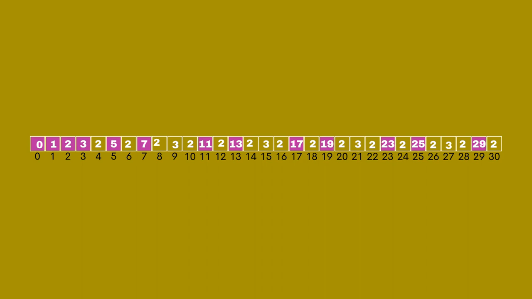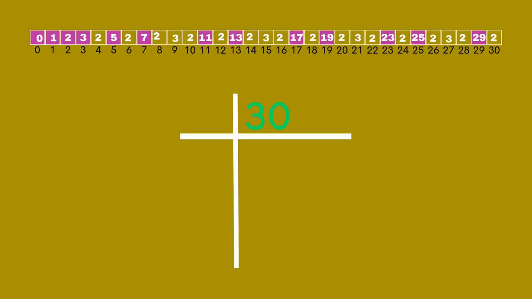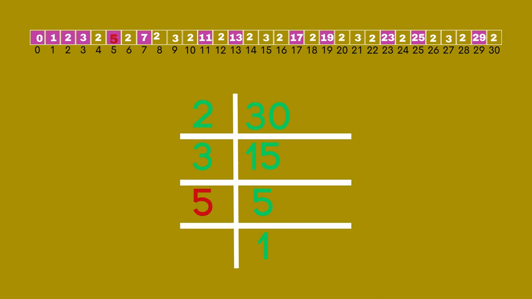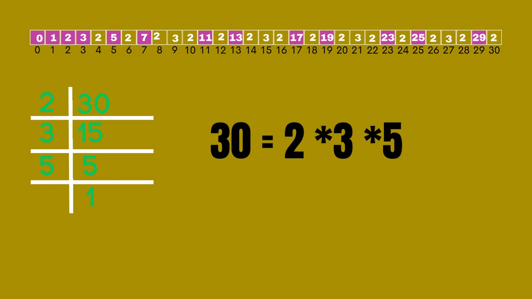The next step is to find the prime factors of a given number by dividing the number by its SPF recursively until the number becomes 1. So for 30, its SPF is 2, divided gives 15. Its SPF is 3, now 5. Its SPF is 5, and now the number becomes 1. So our prime factorization is 2 cross 3 cross 5.